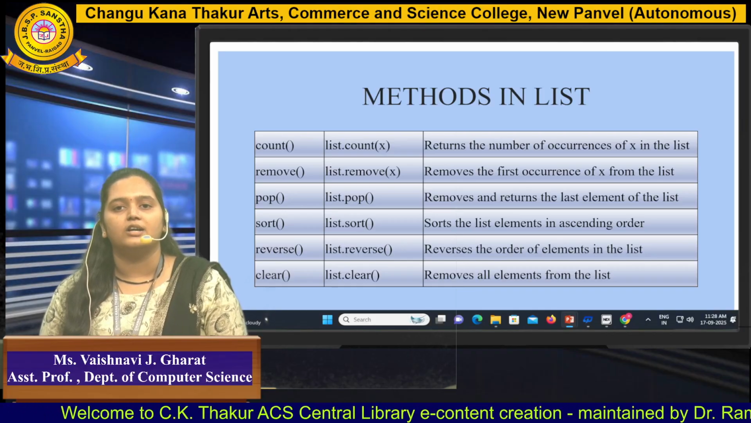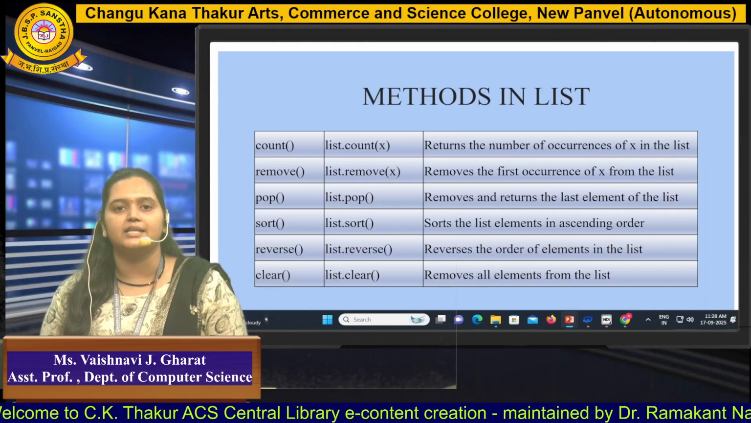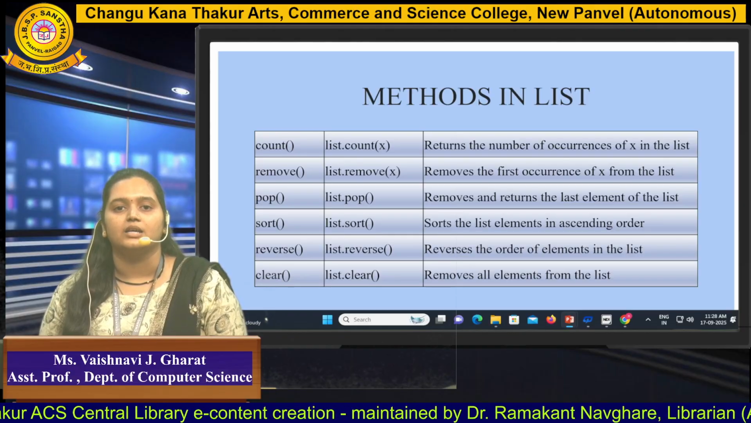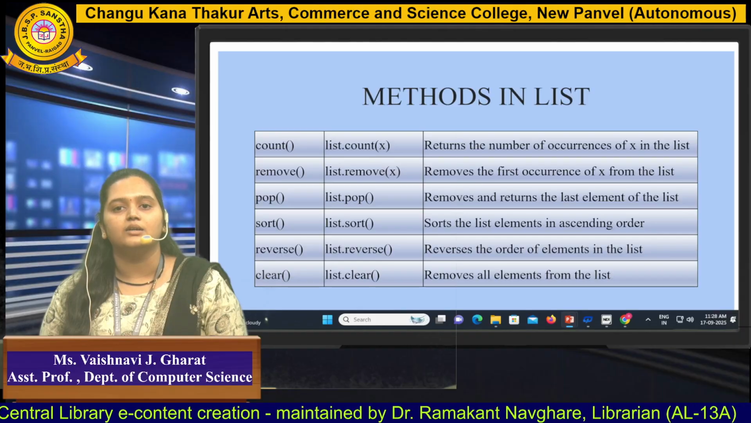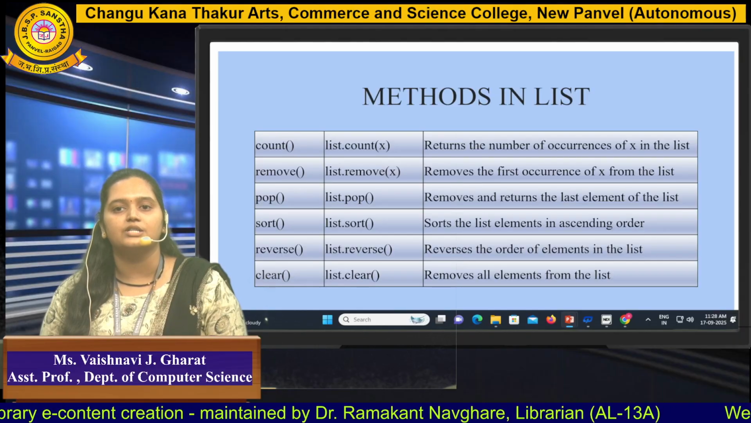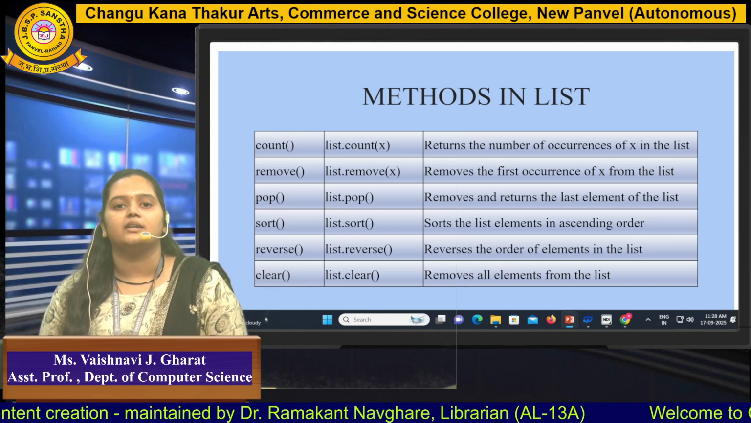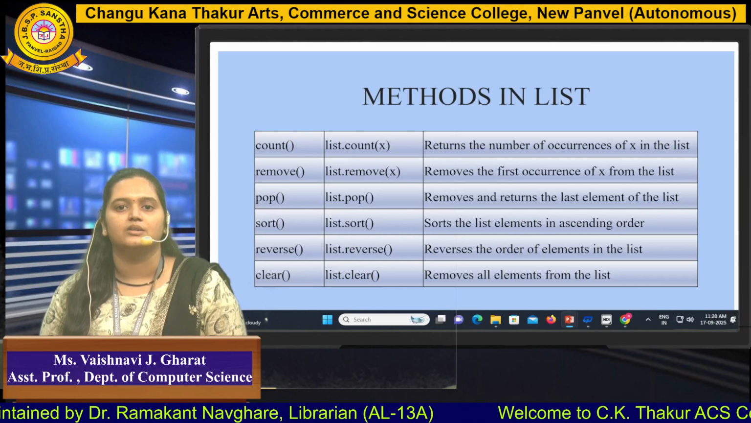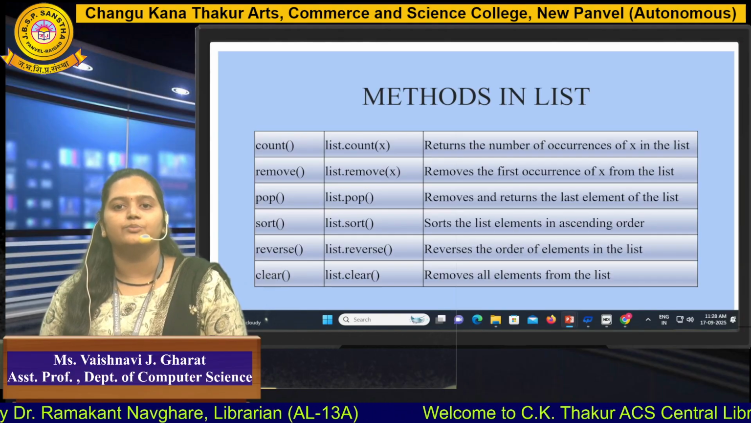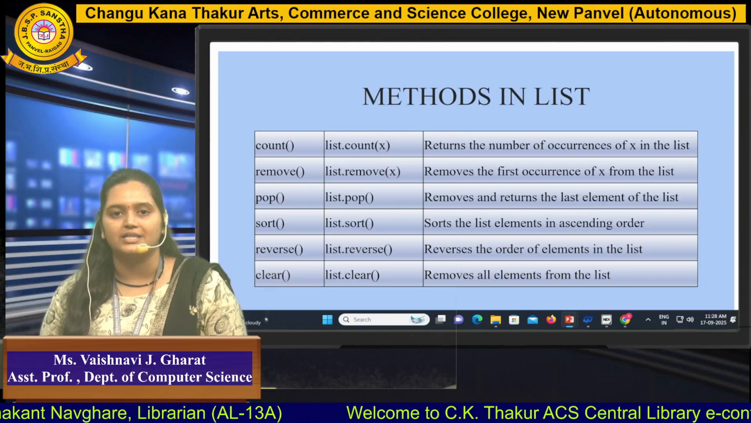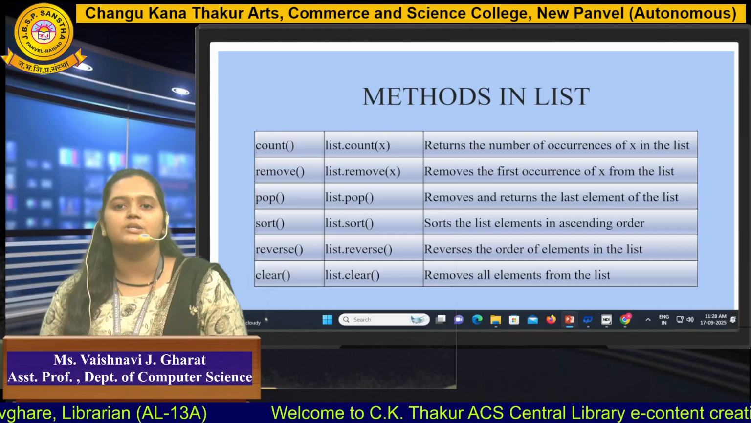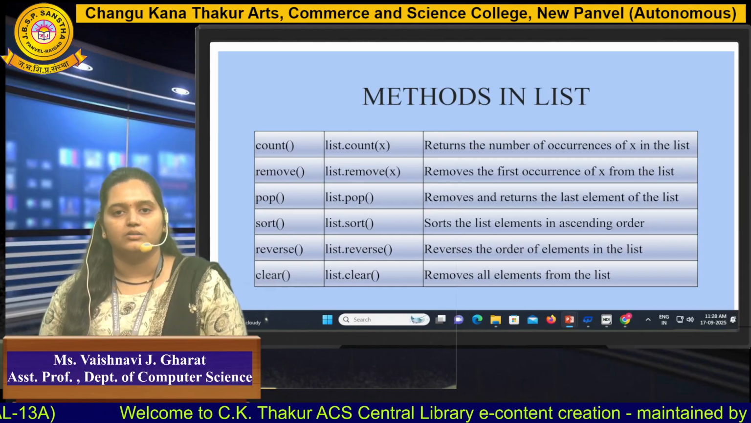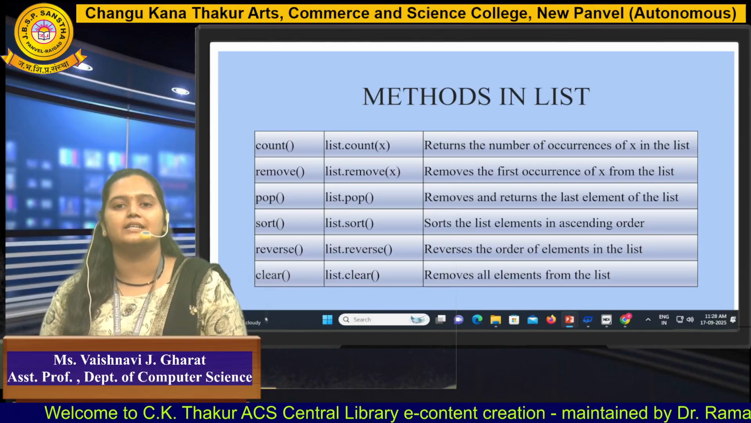Then there are some more methods in list: count, remove, pop, sort, reverse and clear. Count means what? Return the count of the occurrences of X in the list. Then remove means what? Remove the first occurrence of X from the list. Then pop means what? Remove and return the last element of the list. Then sort means what? Sort the list elements in ascending order. They are sorting the list in proper ascending order.